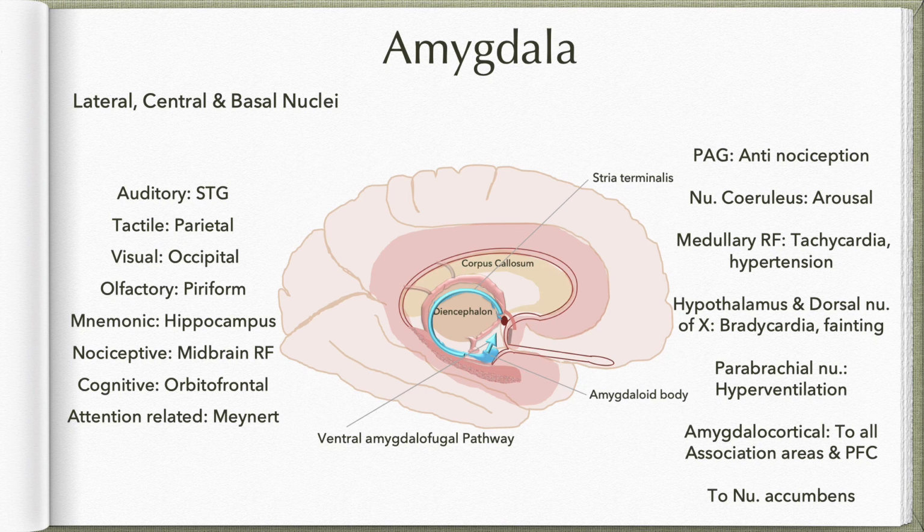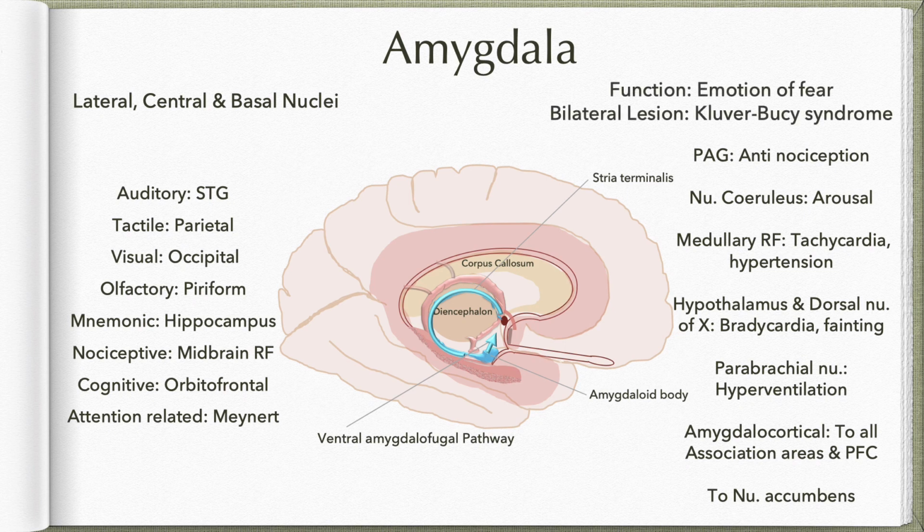Or it sends amygdalocortical output to almost all association areas in the cortex as well as to the prefrontal cortex. It also sends information to the nucleus accumbens, which is part of the basal nuclei, responding to basically all pleasurable sensations. So what is the function of the amygdala? It is involved in the emotion of fear.